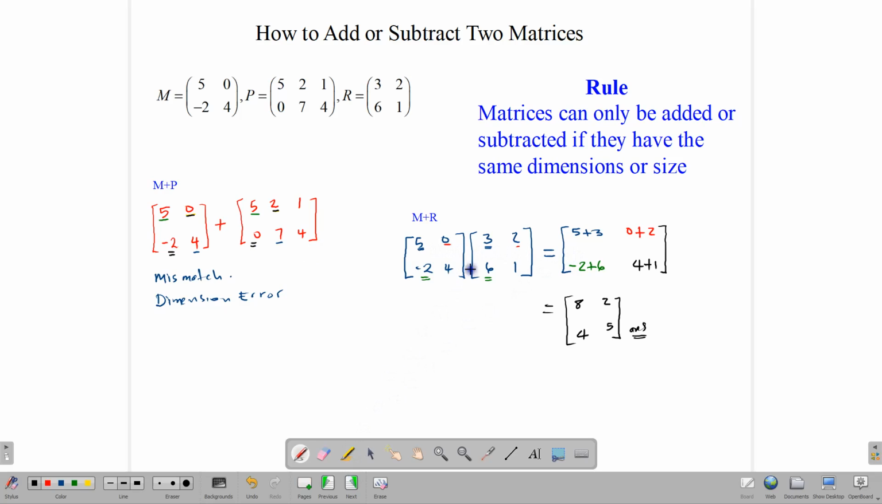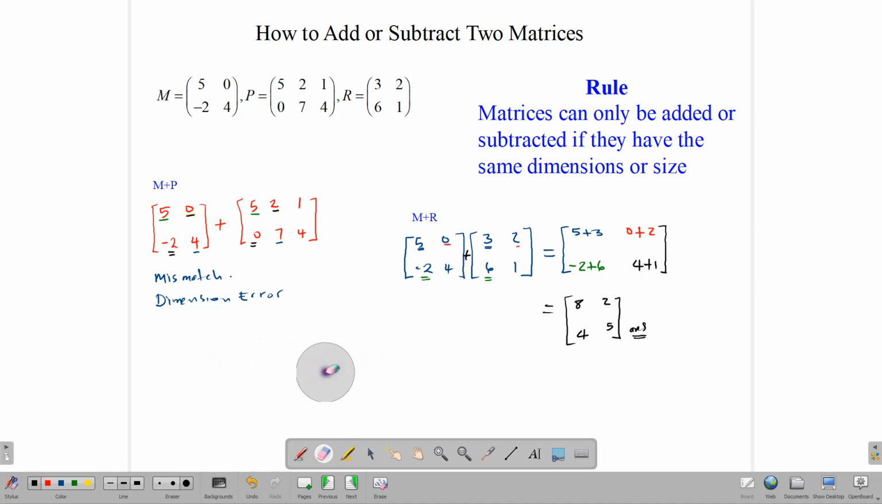Let's continue. The same thing can be done for subtraction. Oh, by the way, I didn't put the plus, so let's put the plus. All right. So the same thing can be done for subtraction, where you say 5 take away 3. Let's do that down here. So we say m take away r, and we can write it down as m, which is 5, 0, negative 2, 4, and we're going to subtract the r.